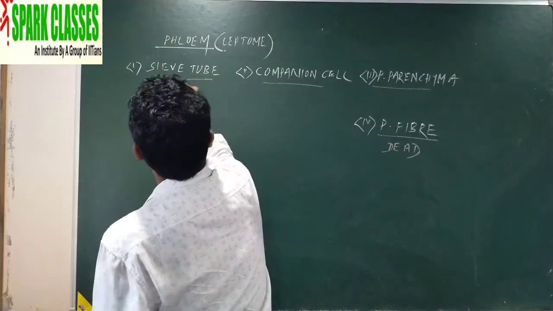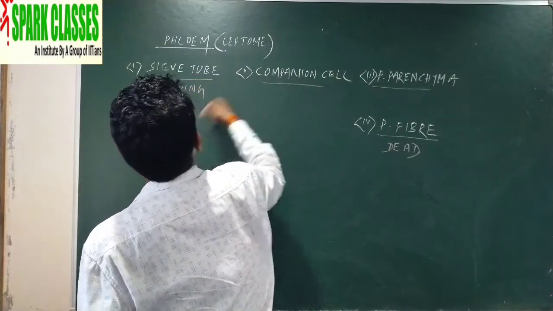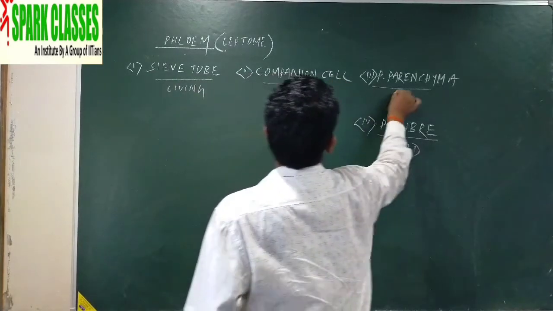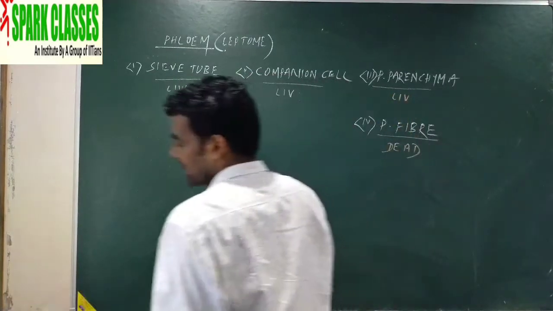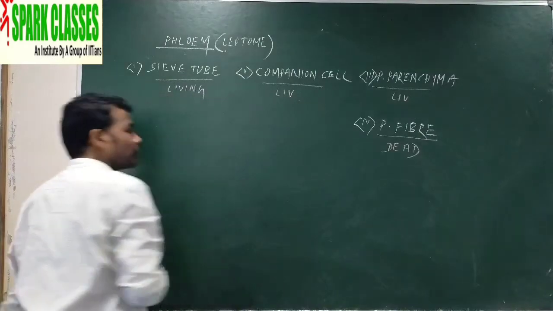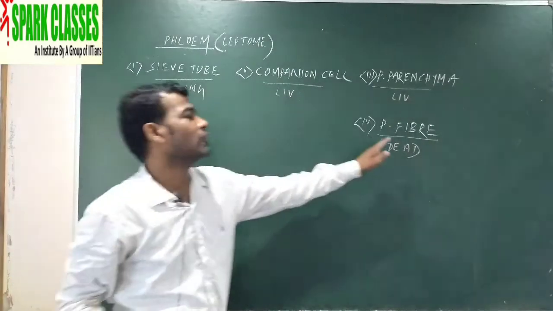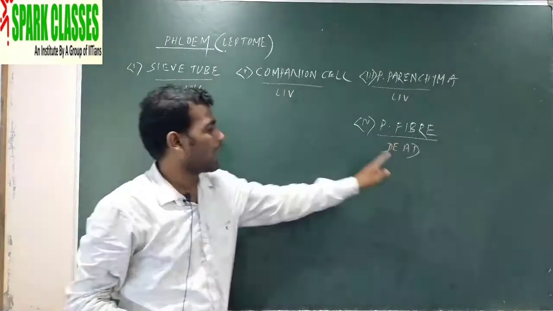Sieve tube is living. Companion cell is living. Phloem parenchyma is living. Parenchyma is living from the beginning. It will never be dead. So phloem fiber are dead. You have to remember. Only one is dead.